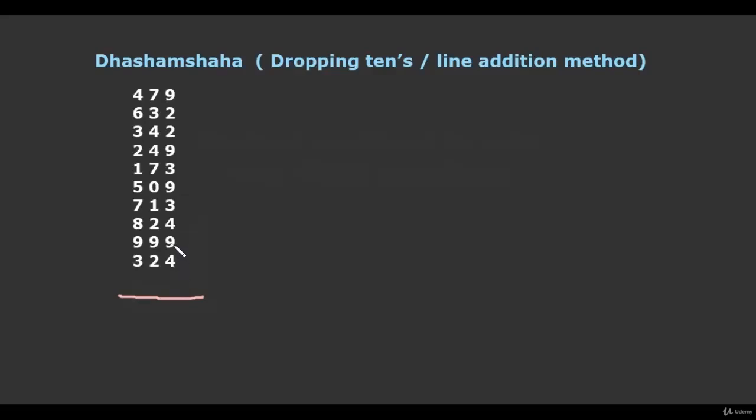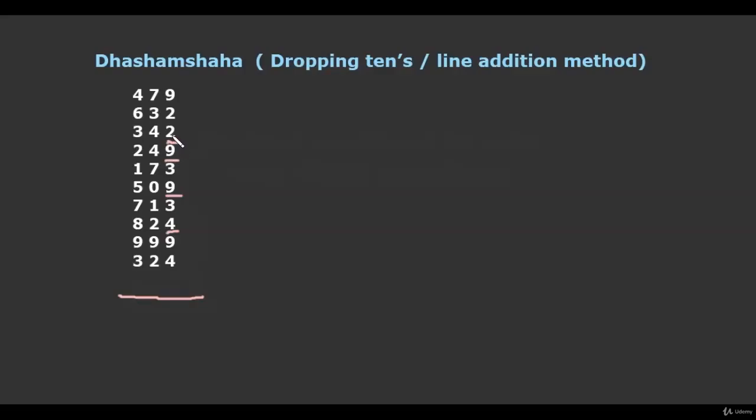4 plus 9 is 13 and we will drop 10 over here and we will carry 3 to the next number. 3 plus 4 is 7, 7 plus 3 is 10. We will drop 10 over here. Now no carry. 9 plus 3 is 12 and 12 is more than 10, so we will drop 10 over here and we will carry 2 to the next number. 2 plus 9 is 11 and 11 is more than 10, so we will drop 10 over here. We will carry 1 to the next number.